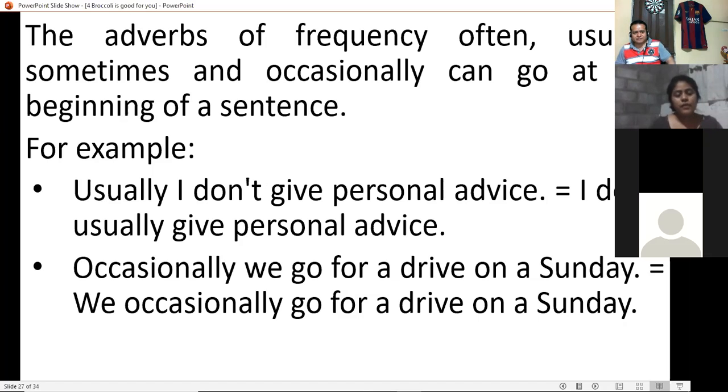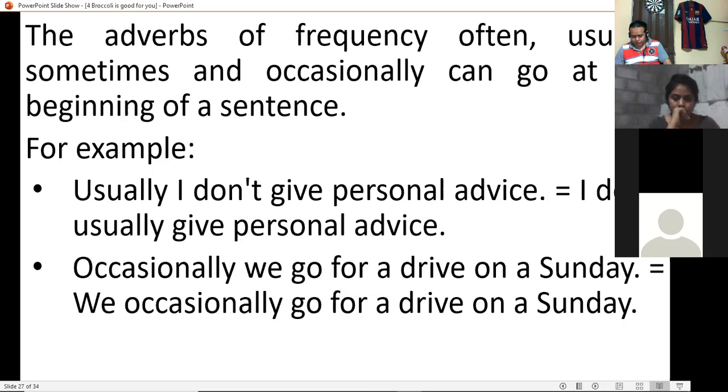The adverbs often, usually, sometimes, and occasionally can go at the beginning of a sentence. For example, usually I don't give personal advice. Occasionally we work on a Sunday. O sea, no usualmente los adverbios de frecuencia van al principio de una oración, pero en este caso con often, usually, sometimes y occasionally pueden ir al principio. Ejemplo, miren, dice, usually I don't give personal advice. Pero también puede ir en medio, I don't usually give personal advice. ¿Se fijan? Esas son excepciones de los adverbios de frecuencia. ¿Ok?